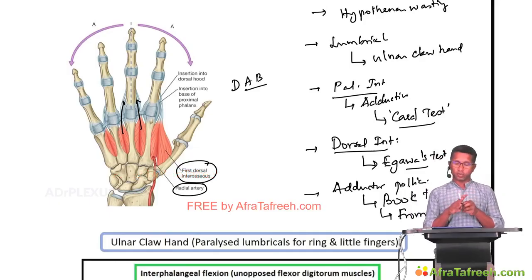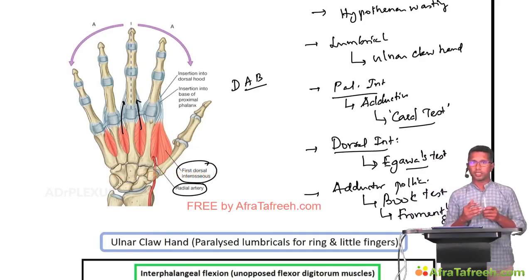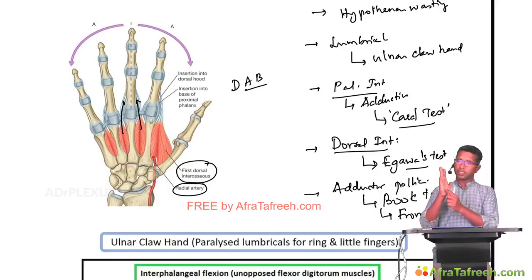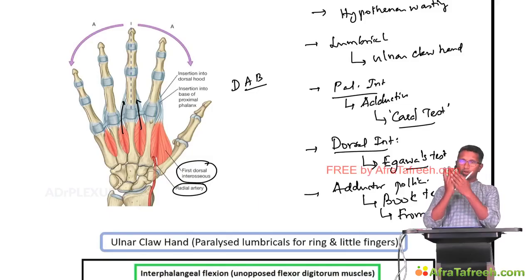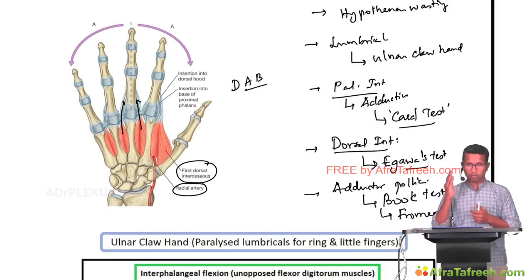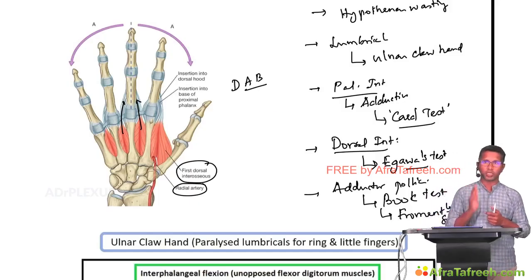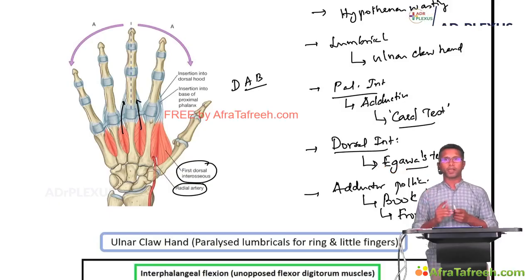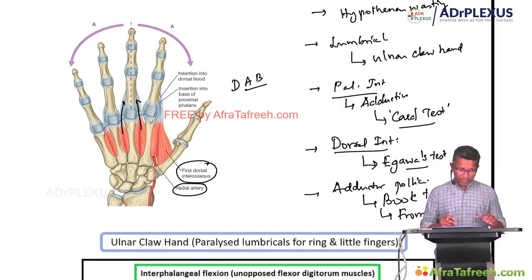Okay, guys. So now one more important thing is the sensory part. The ulnar nerve supplies the medial 1.5 fingers, on the palmar side and on the dorsal side. When it is not working, there will be paresthesia or anesthesia in this region. So on the medial 1.5 fingers, both palmar and dorsal, there will be decreased sensation.